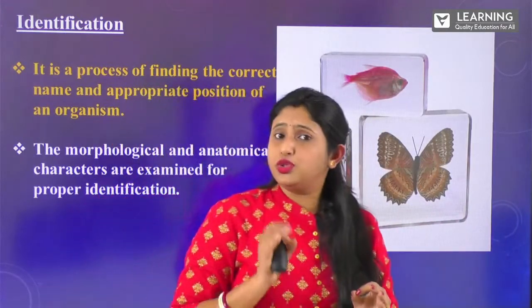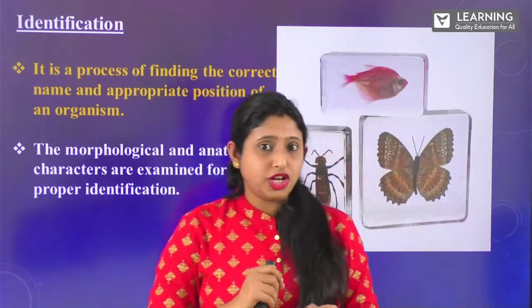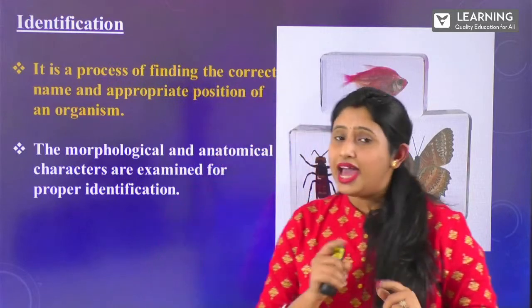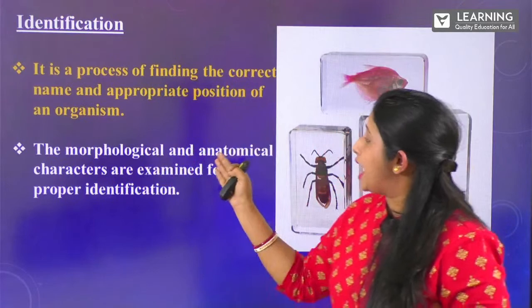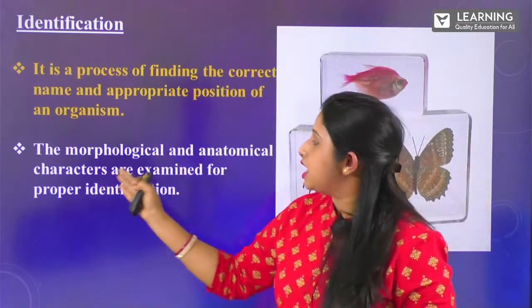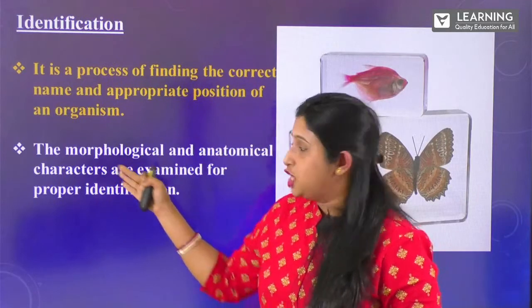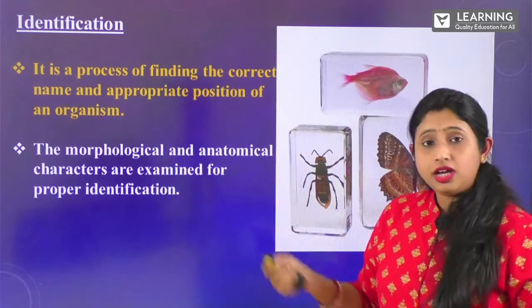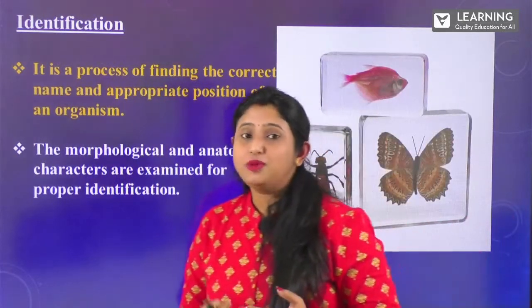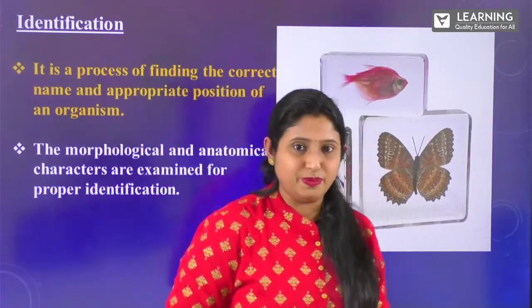Now, what are the two things necessary I have told you? Yes, one is your morphology, another one is your anatomy. Clear? So the morphological and anatomical characters are examined for proper identification. So these are the two things. One is your morphology, another one is your anatomy. Clear? So by that we can identify the living organisms.